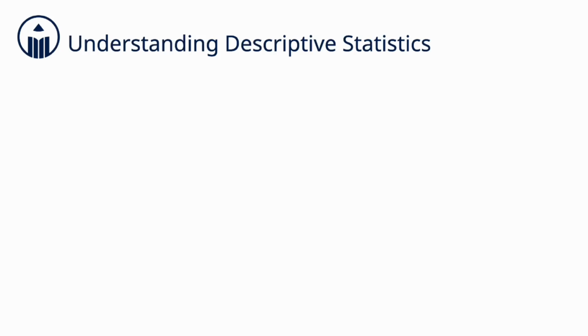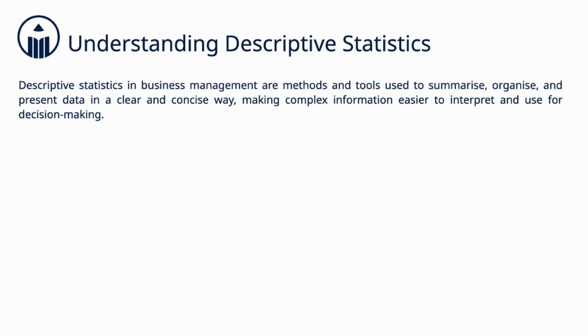Descriptive statistics in business management are methods and tools used to summarize, organize, and present data in a clear and concise way, making complex information easier to interpret and use for decision making.